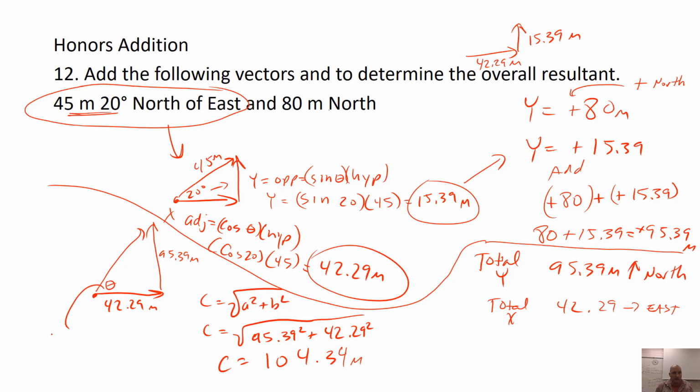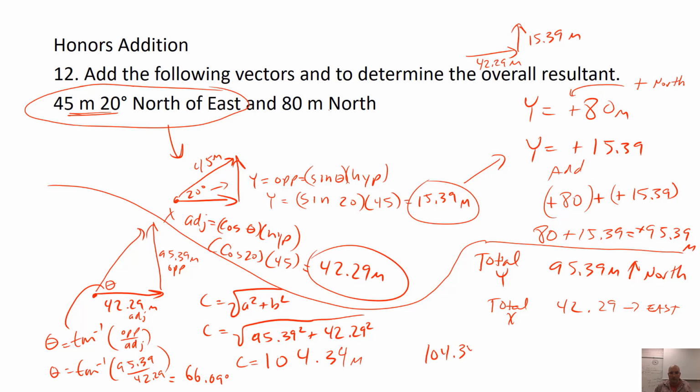We also want to figure out the angle, so we do the inverse tangent of our opposite over our adjacent. It's going to be inverse tangent of 95.39 over 42.29. Inverse tangent of 95.39 divided by 42.29, and I get that the angle is 66.09 degrees. It's kind of getting crammed in there. And so we have an overall 104.34 meters.